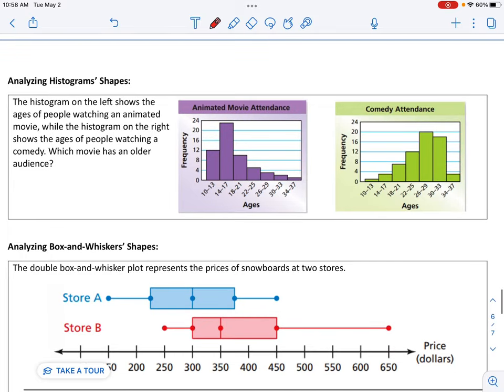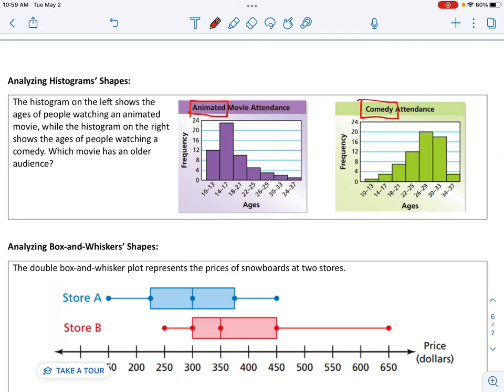Okay, a few more questions. So this says, the histogram on the left shows the ages of people watching an animated movie, while the histogram on the right shows the ages of people watching a comedy. Which movie has an older audience? So the one on the left is animated. The one on the right is a comedy. So we're trying to figure out which movie has an older audience. So that means which movie has more older people coming to watch.